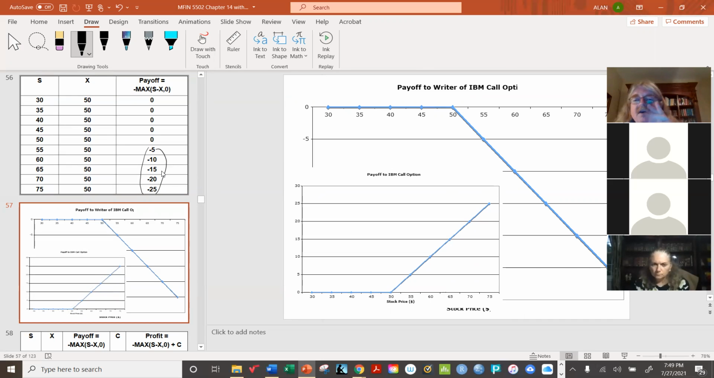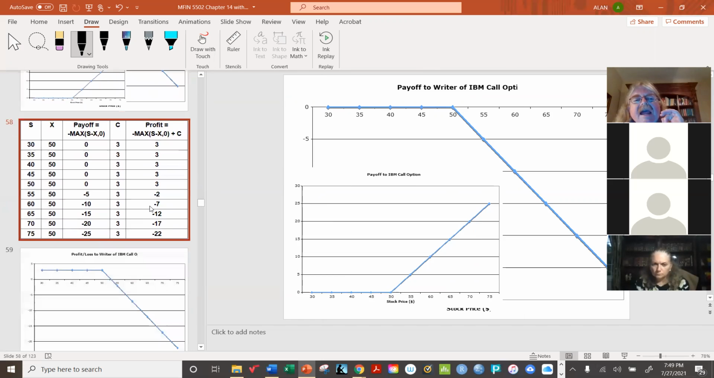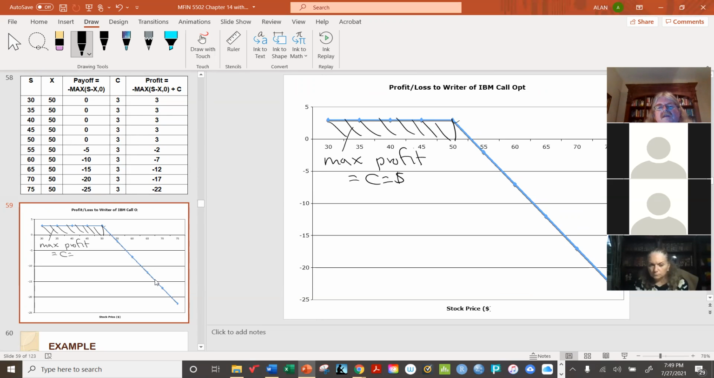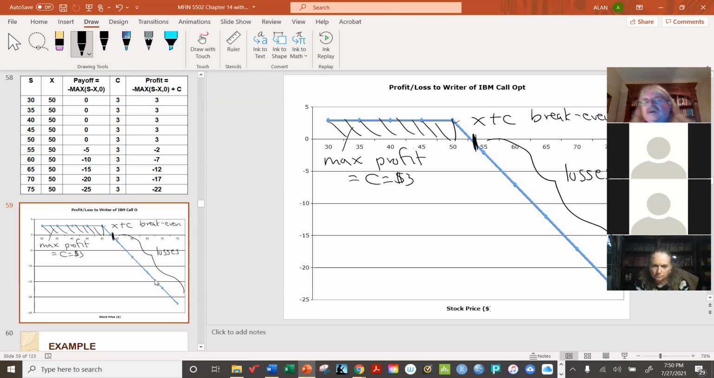Okay. And now, when we take into account the premiums, we add $3 to the position of the call seller. The whole thing shifts up. And guess what we have up here? We have a maximum profit of C dollars. Here's the break-even point. And then guess what? Losses everywhere you look. Is there any limit, by the way, to how much the seller can lose? No. Boy, I wouldn't want to be in that position. I can make $3 max, but I could lose unlimited amounts of money. I don't think I could sleep at night if that was my position.